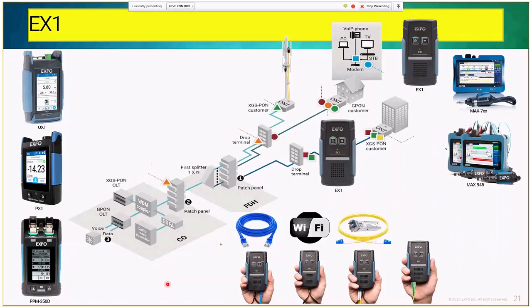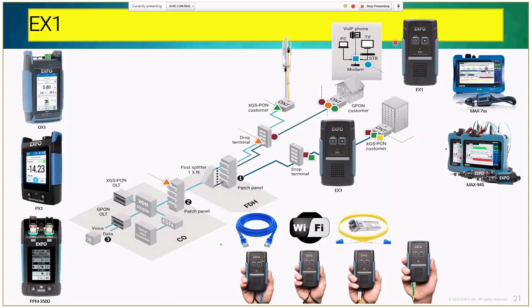So the EX1 is the equipment that allows you to plug. There are different possibilities. You can plug an RJ45 into the unit. You could do the measurements with Wi-Fi. You can connect an SFP if needed, or you can connect your fiber into the unit and do the measurements directly on the fiber level as if it was an ONT.